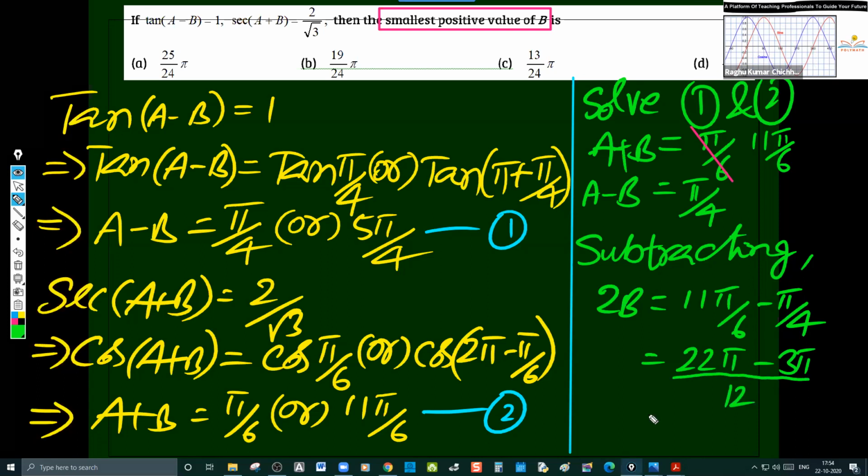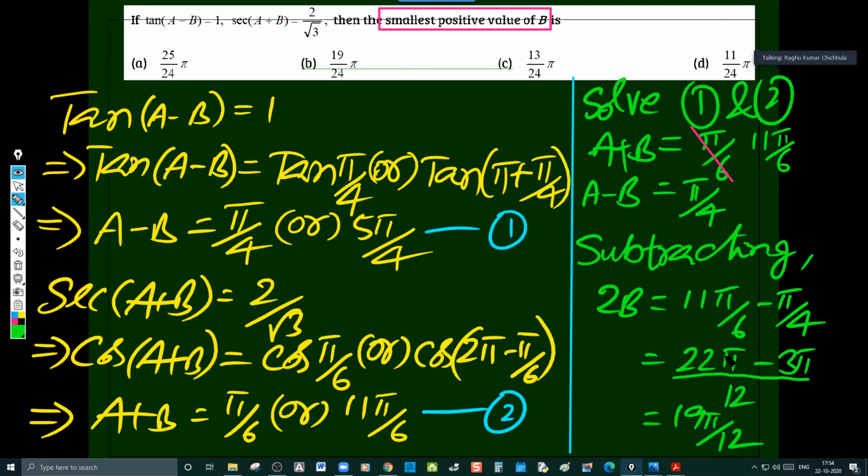Any one of you? 19 pi by 12 is there in the options. Just check it out. 19 pi by 24 is there. 24 is there, sir. 19 pi by 24. Yeah, that's correct. This is 2B. Oh, all right, sir.